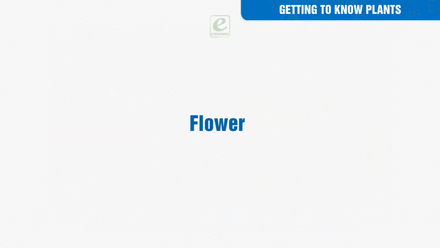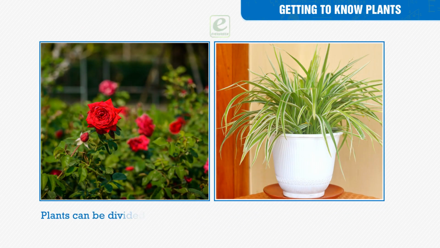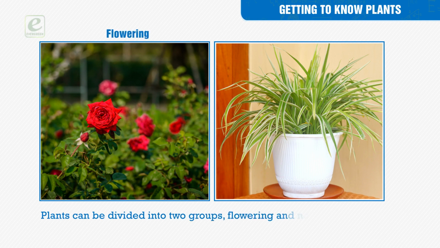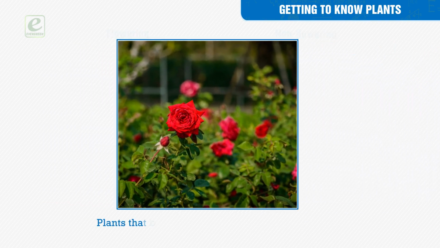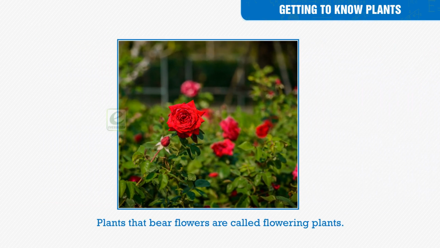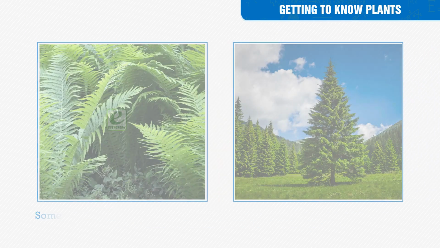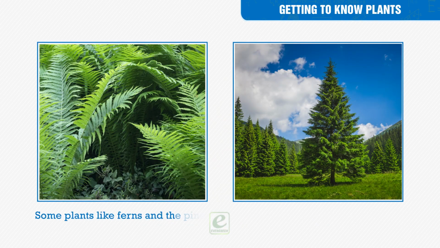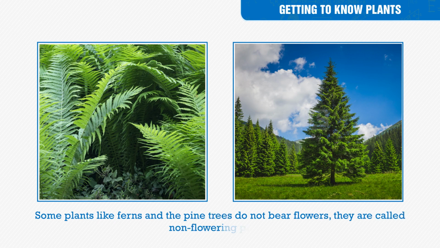Flower. Plants can be divided into two groups, flowering and non-flowering plants. Plants that bear flowers are called flowering plants. Some plants, like ferns and pine trees, do not bear flowers. They are called non-flowering plants.